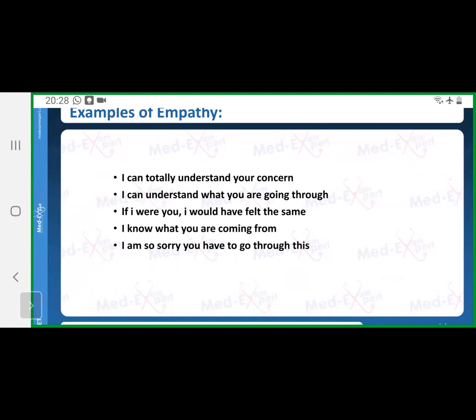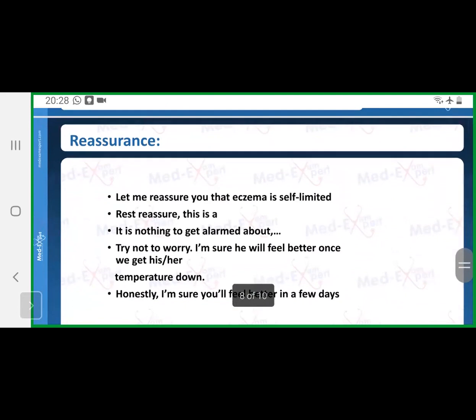Okay. So these are a few examples you have to incorporate, and then at the end, you have to reassure the patient that there is nothing to get alarmed about. Try not to worry. Your condition will be fine soon, or it is self-limited, or it will be fine if you follow my advice. And you can also say that your health is my priority. Okay, this is a very good line as well.